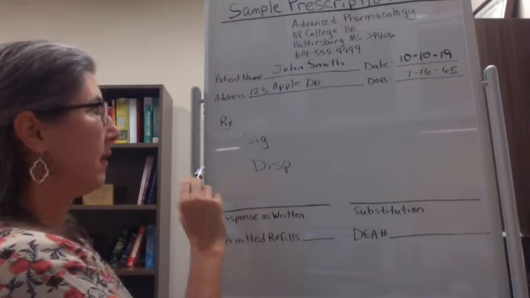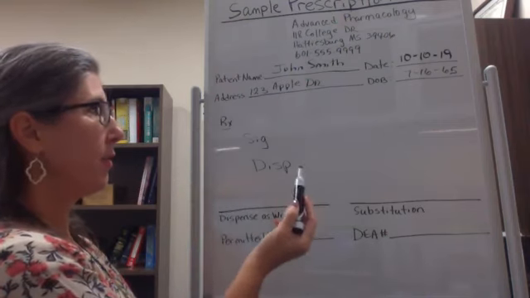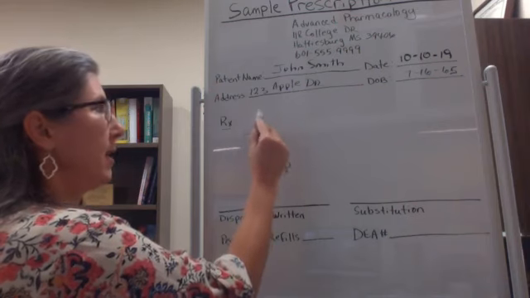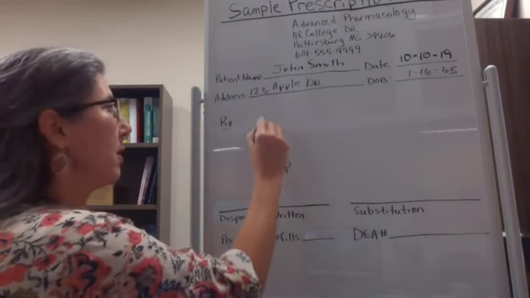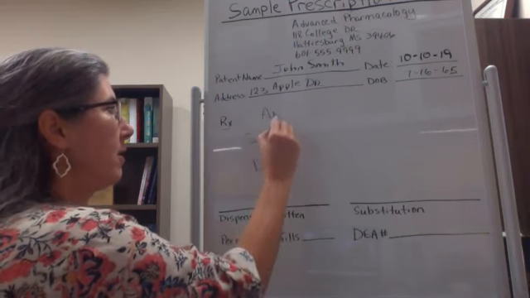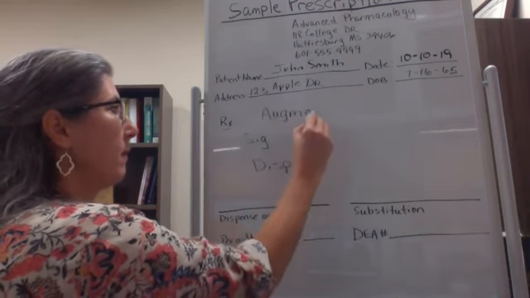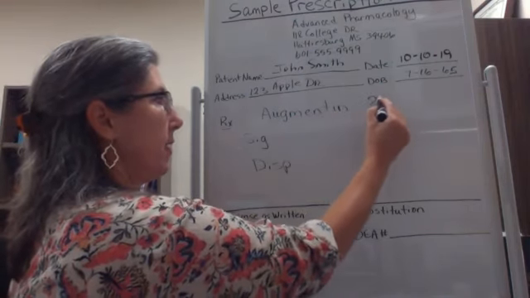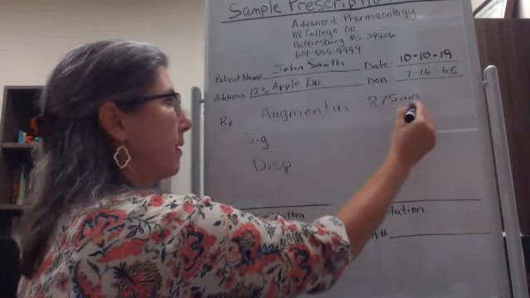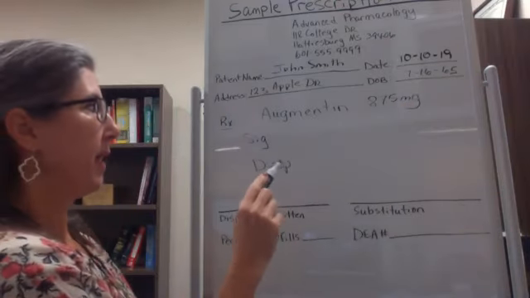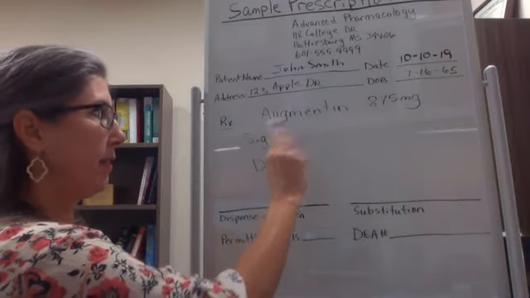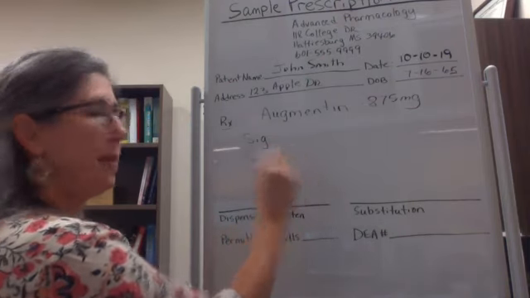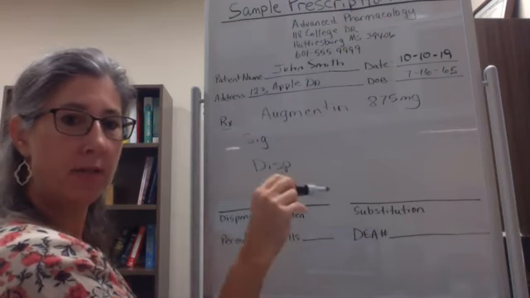So for this assignment, we're going to use Augmentin. We'll say this person has a sinus infection. So the name of the medication is Augmentin, and the dosage is 875 milligrams. So when you write the name of the medication, you need to write the milligrams and the name of the medication. So the SIG is the directions, how you want the patient to take the medication.